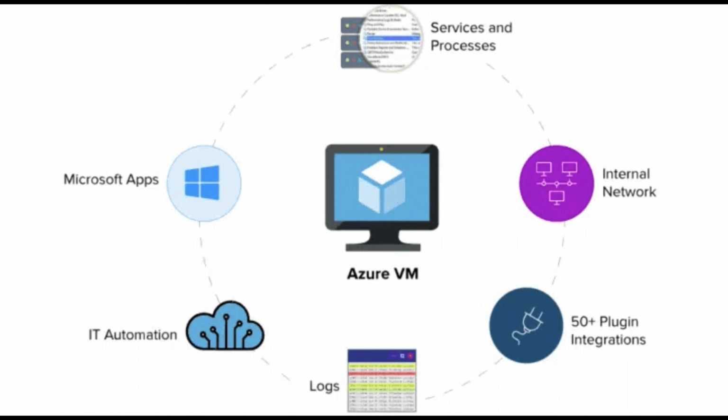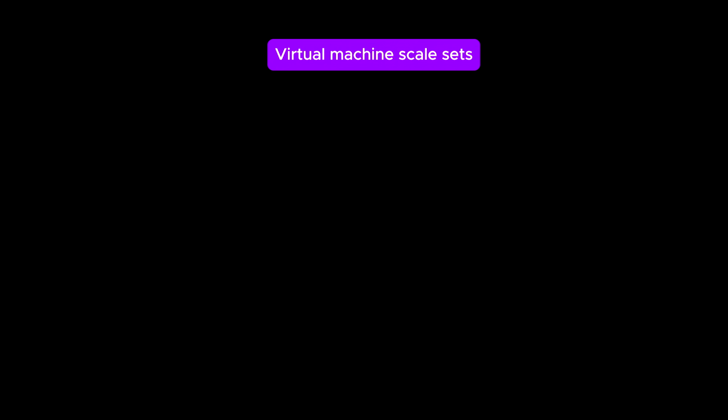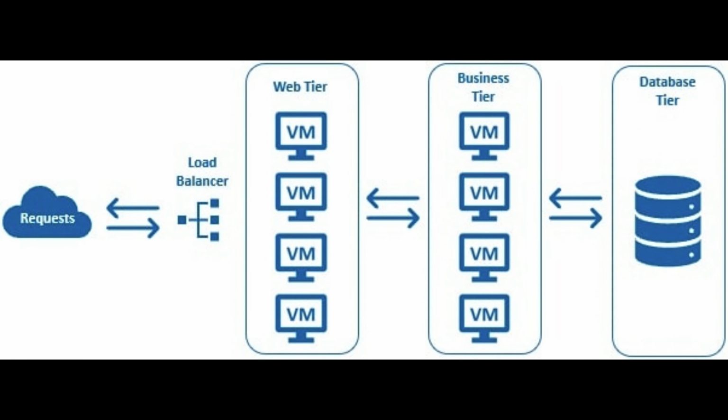So let's discuss virtual machine scale sets a little bit. You can run a single VM for testing, development, and for minor tasks. You can also group VMs together to provide high availability, scalability, and redundancy. Azure can also manage the grouping of VMs for you with features such as scale sets and availability sets. So what are scale sets? Scale sets let you create and manage a group of identical load balanced VMs.